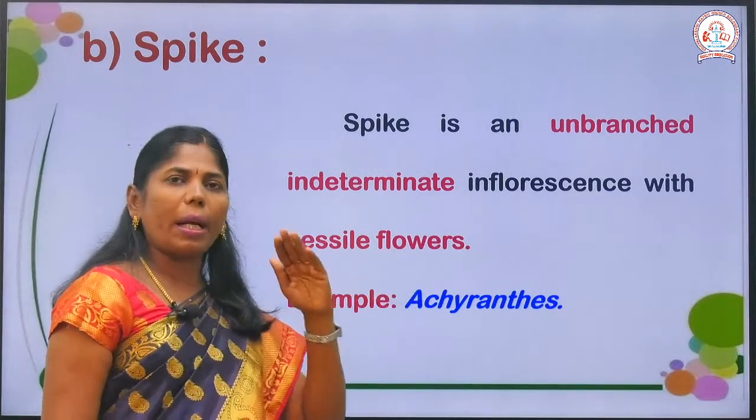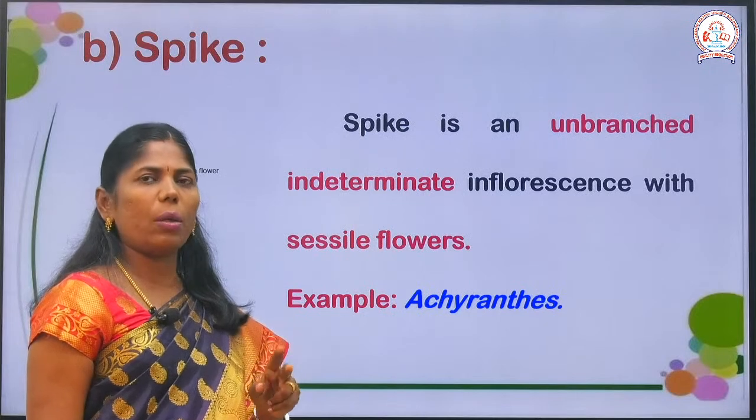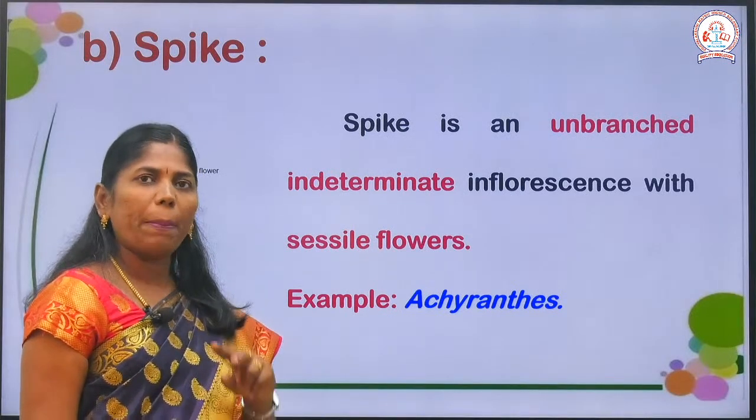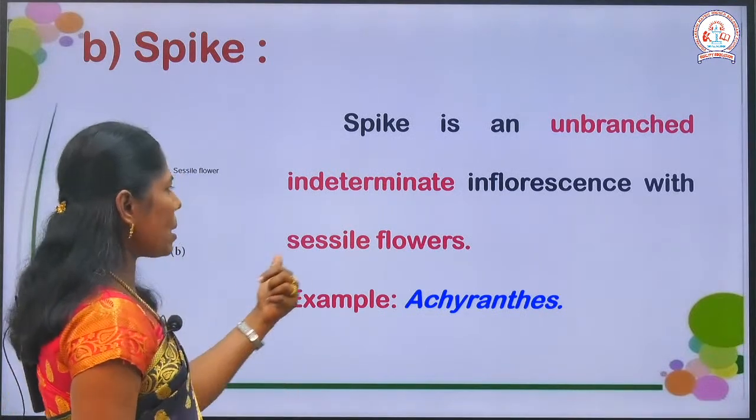Already I said, under the category main axis elongated, two types of characters are there. One is pedicellate flowers, another one is sessile flowers. Pedicellate flowers are present in the racemose, sessile flowers are present in the spike. Okay. What are sessile flowers?